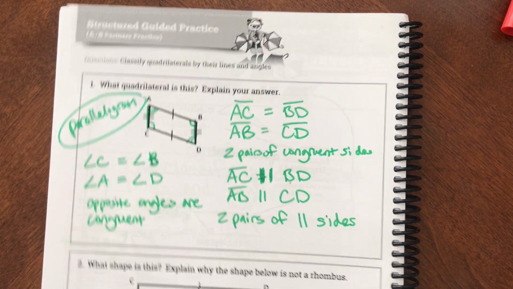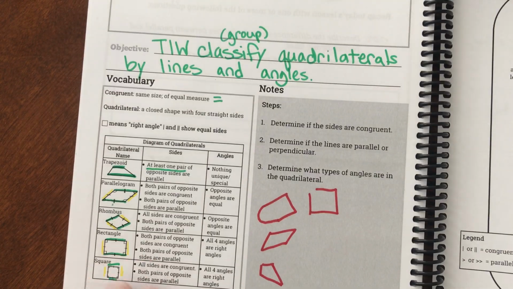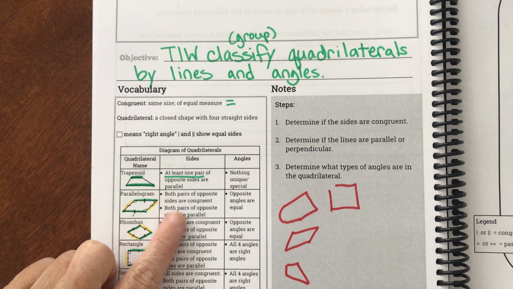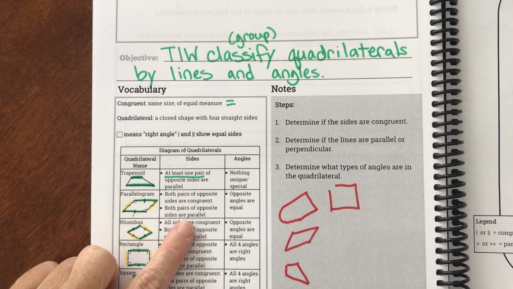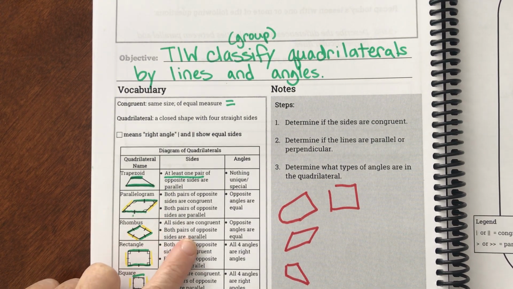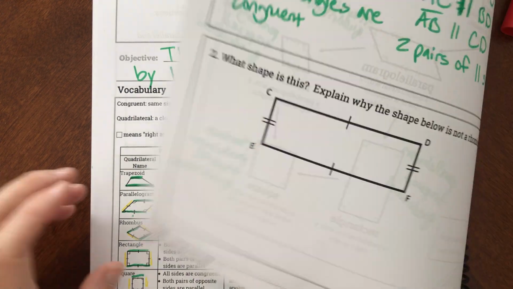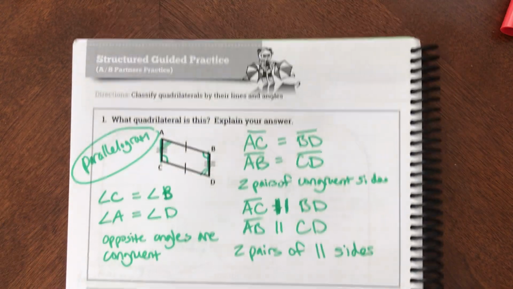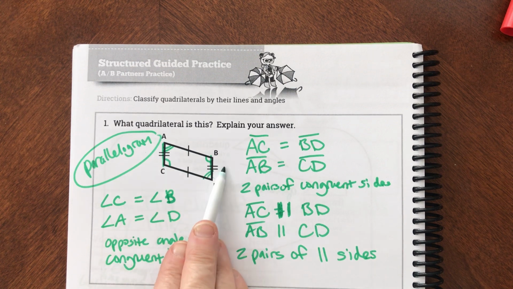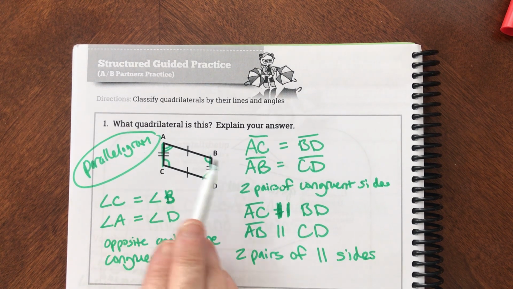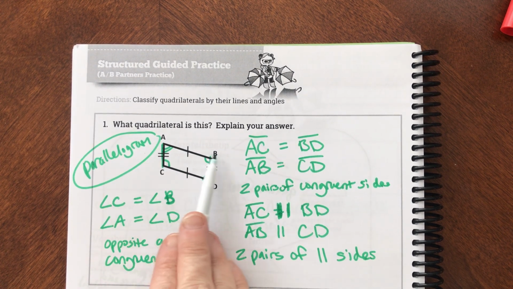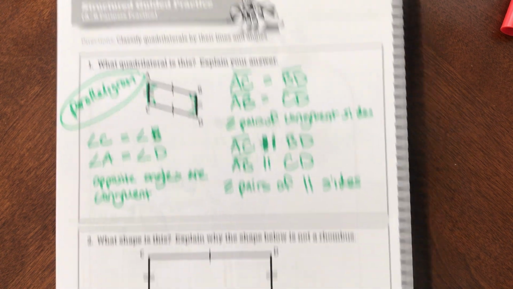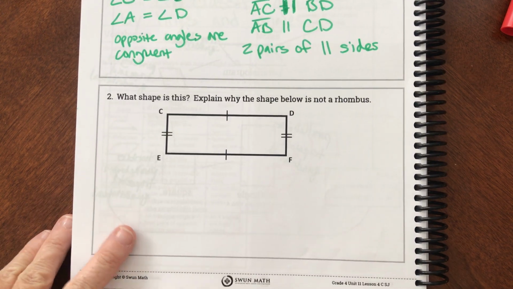And why? What does a parallelogram have to have? We could use this to help us. It has to have both pairs of opposite sides congruent, both pairs of opposite sides parallel, and opposite angles equal. Did it follow all those rules? Yep. Opposite sides are congruent, opposite sides are parallel, and opposite angles are congruent. Okay, let's look at our last one.